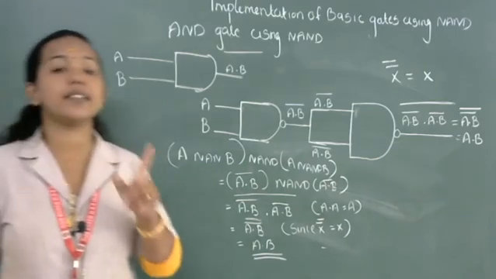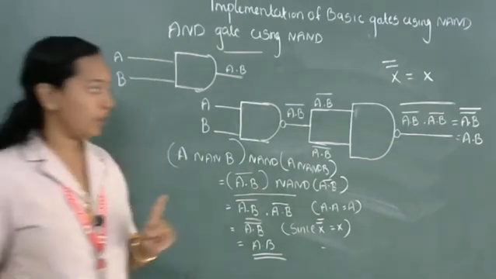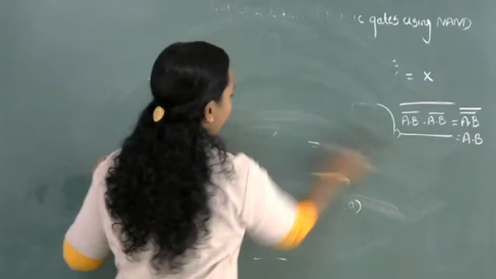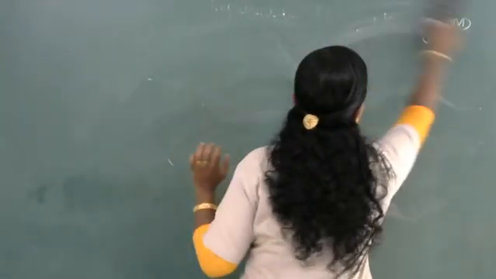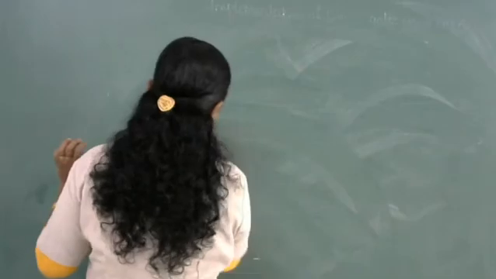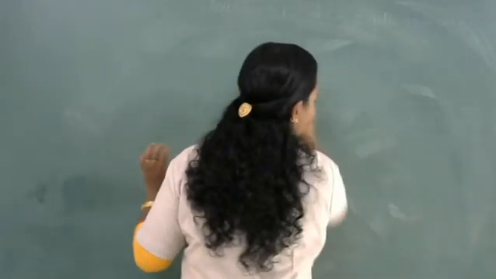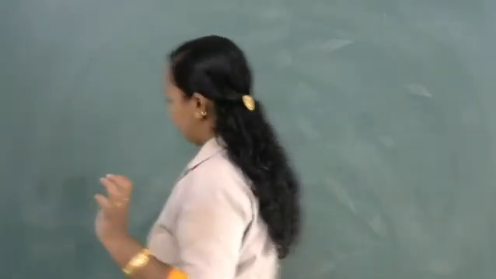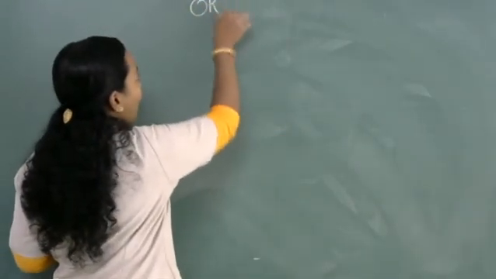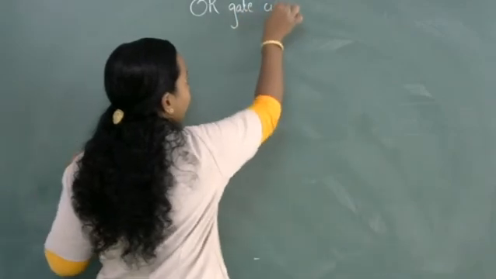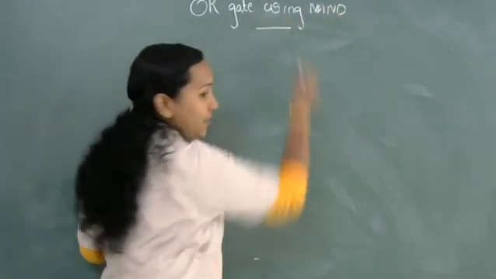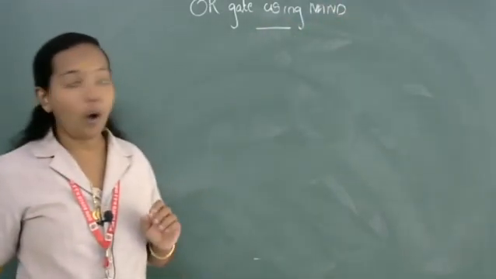Then one more gate is left. What is it? OR gate. Okay, one more is there. What is it? OR gate. So next I am going to draw how OR gate is represented using NAND gate. Suppose you want to represent OR gate using NAND gate.